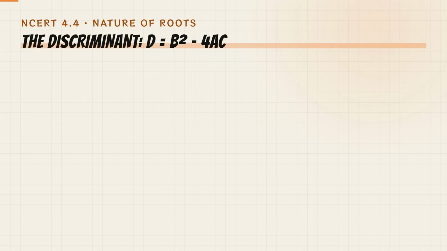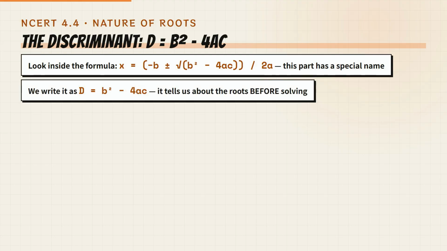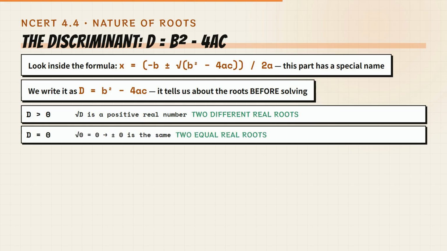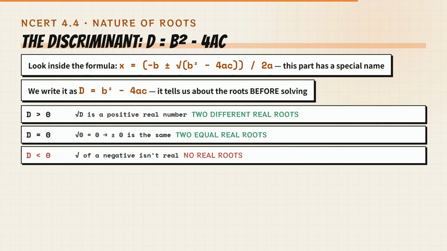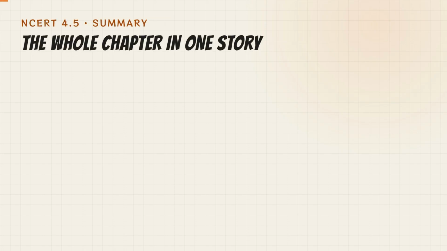If d is positive, the square root is a positive real number. The plus and minus give different answers, so we get 2 different real roots. If d equals 0, the square root is 0. Plus 0 and minus 0 are the same, so we get 2 equal real roots. If d is negative, we'd need the square root of a negative number. That isn't a real number, so there are no real roots. So remember, positive, 2 different. 0, 2 equal. Negative, no real roots.